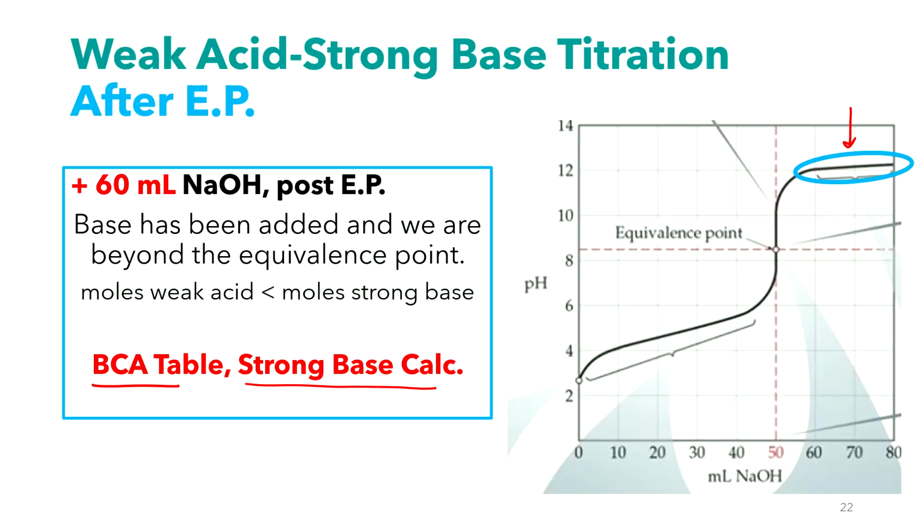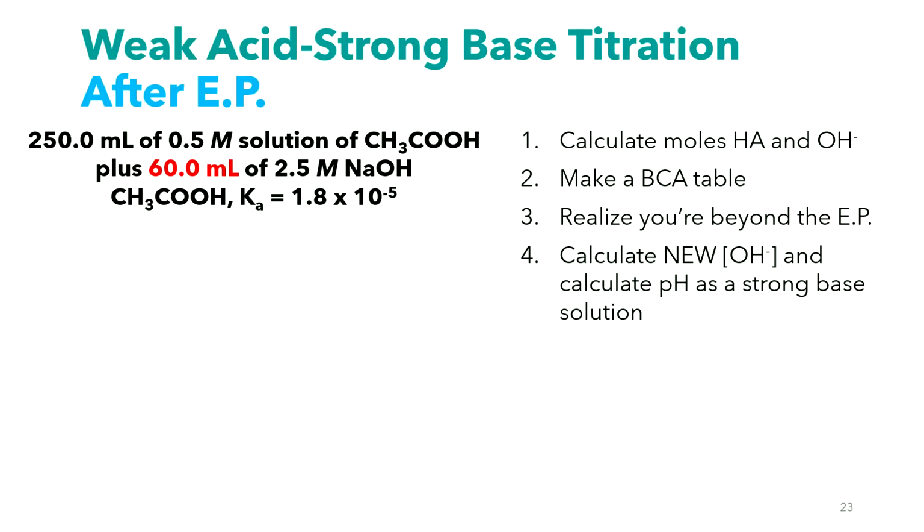Okay? We're going to ask ourselves how much excess OH minus do we have, calculate a new concentration, and then calculate pH. All right? So we're going to try this now when we've added 60 mLs. Again, we're starting with the same first step, calculate moles of HA and OH minus. When in doubt, start with a BCA table on titration questions. So moles of CH3COOH, they've not changed. That's still 0.125.